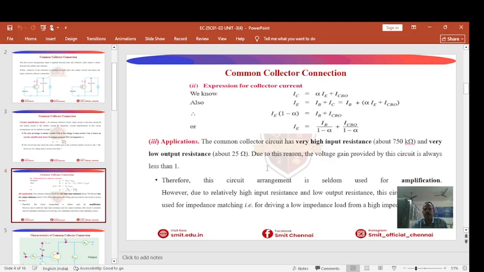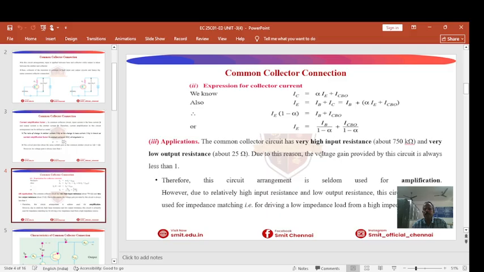Next, we are going to see the expression for the collector current. The collector current can be expressed in many ways. Here, IC is equal to alpha IE plus ICBO. So collector current is nothing but the emitter current minus base current, we can also say. IE can be defined in many ways. Here IE is equal to IB divided by 1 minus alpha plus ICBO divided by 1 minus alpha.